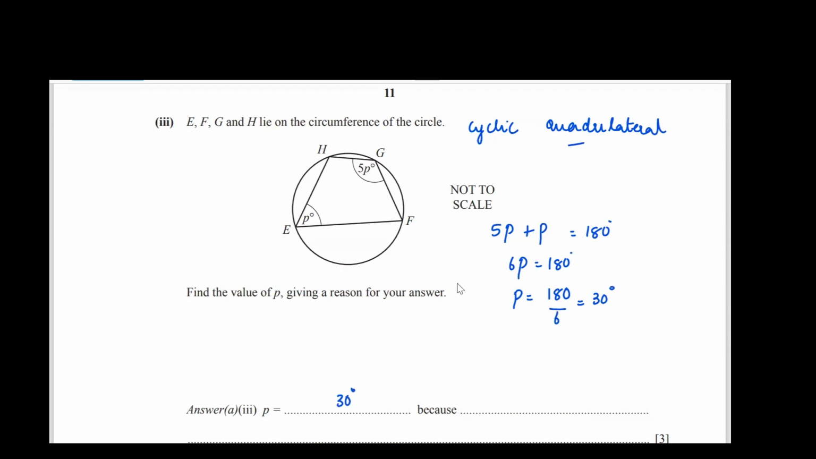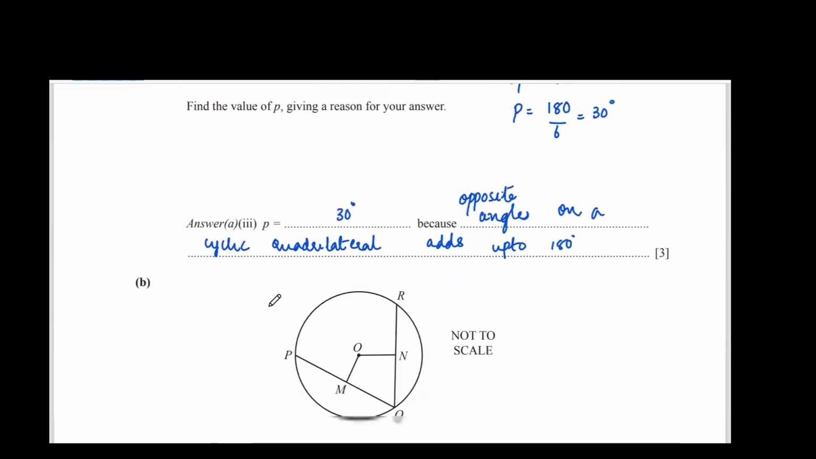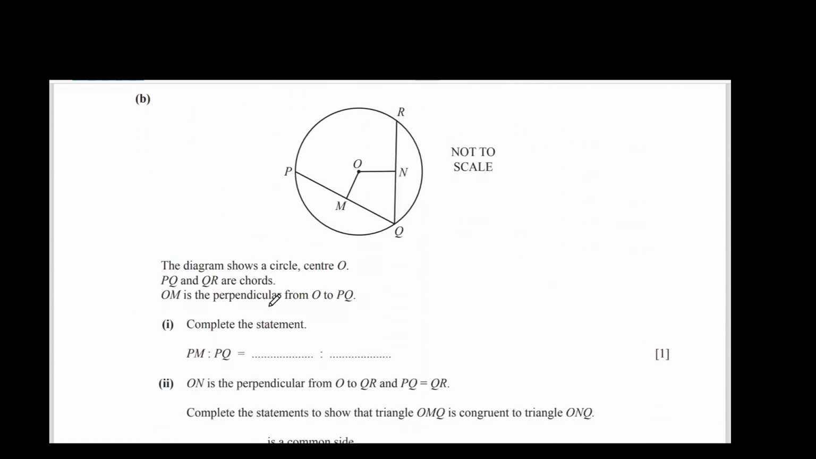And we know that opposite angles on a cyclic quadrilateral add up to 180 degrees. Now moving on to the next one here. The diagram shows a circle.